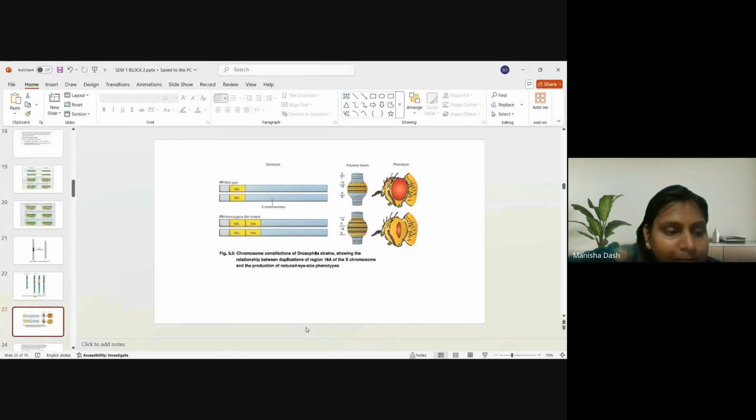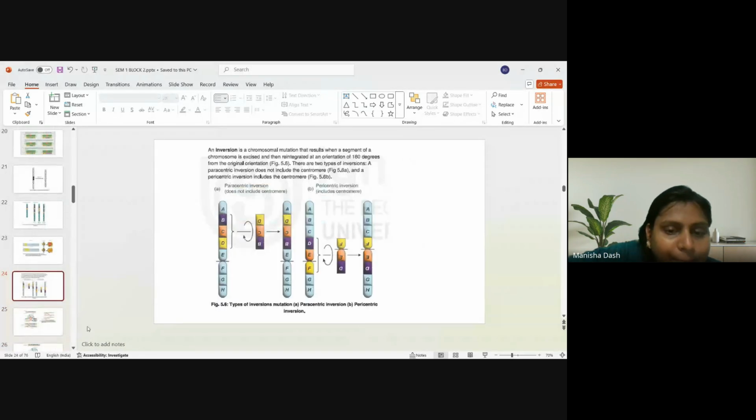So next we have inversion. As the name indicates, a segment will be inverted and will be reattached to the chromosome.